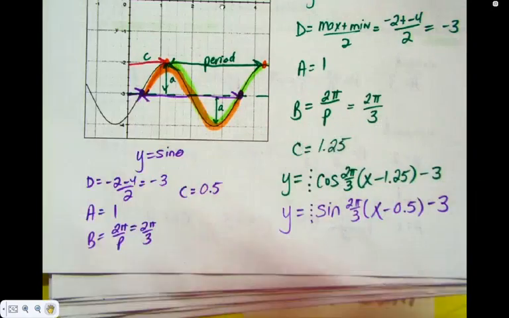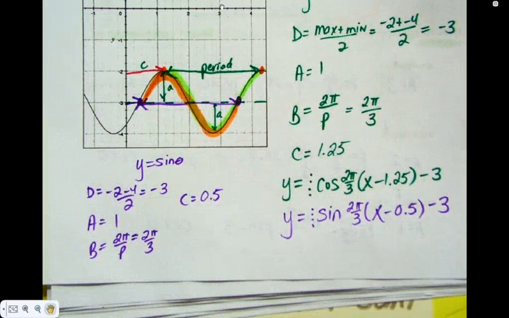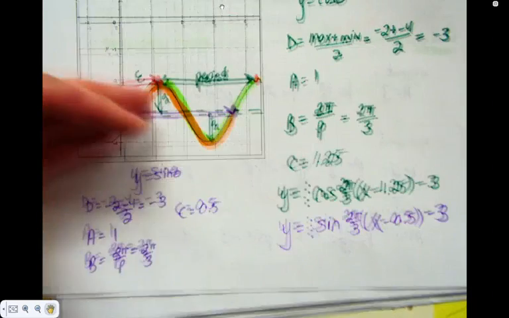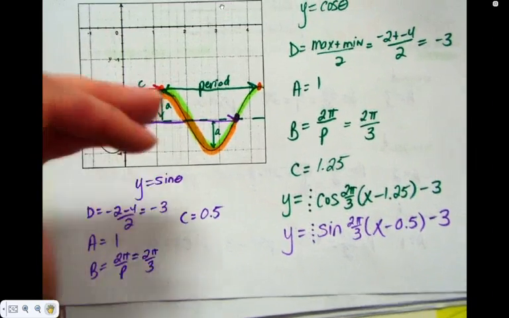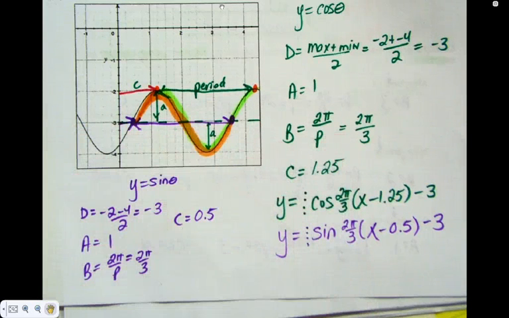So you might just want to make yourself a note. A and B and D are not going to change from 2 equations. A and B and D will always be the same. Again, I'll just repeat, because I've changed the endpoints, I didn't stretch it, I didn't compress it, I didn't move it up. All I did really was just change where the phase shift is. I'm just changing where I marked those points.